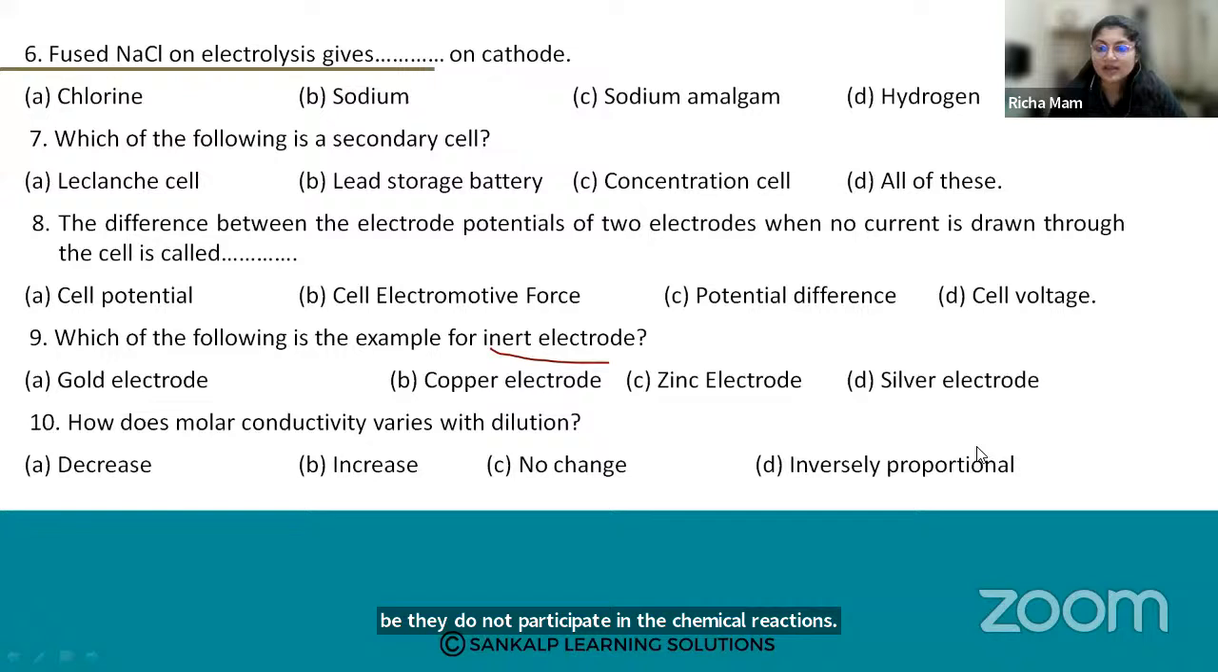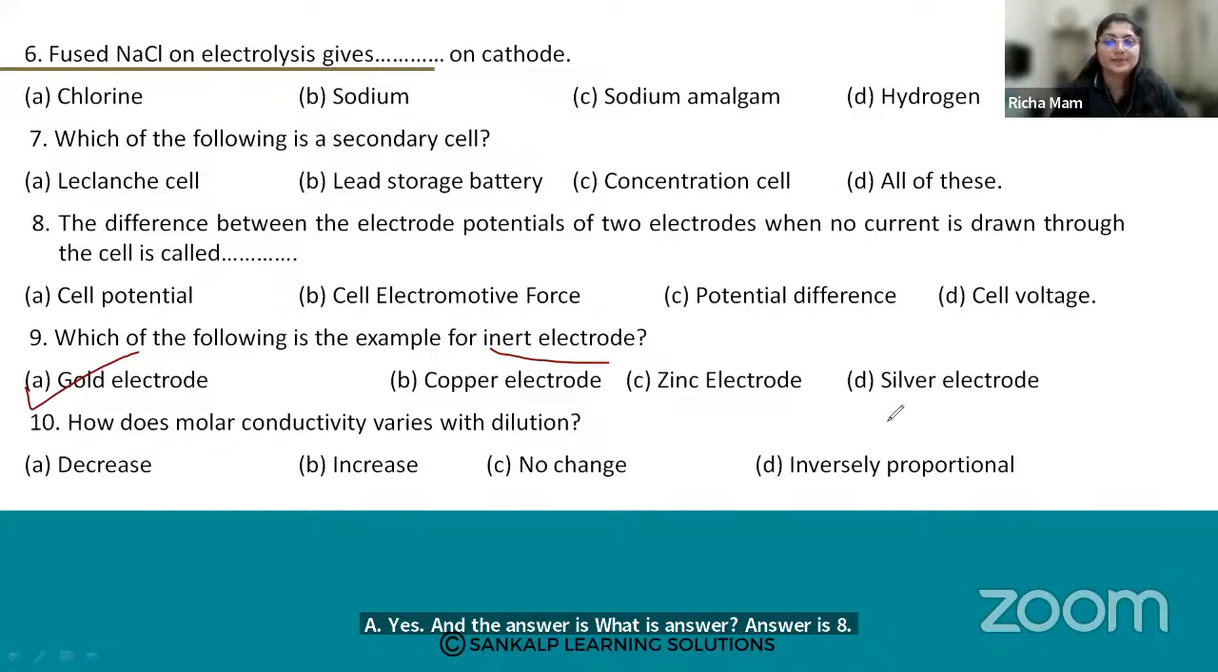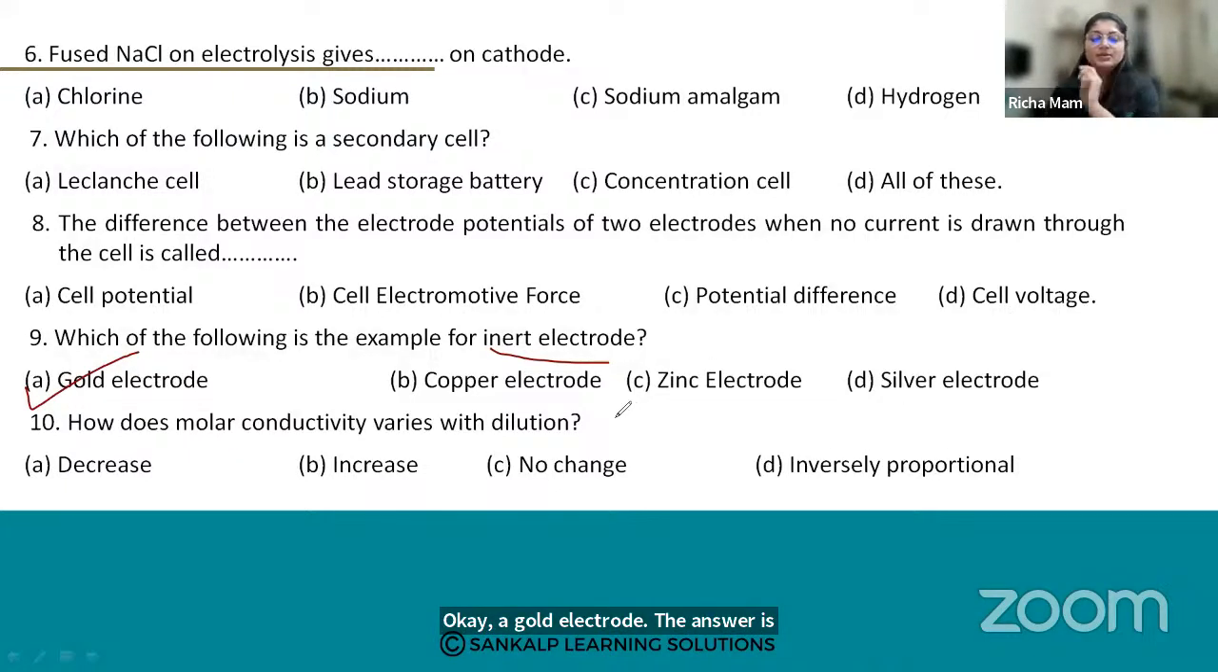There are many answers. Srushti has answered it as A, Simran C, Shivkumar D, Shubham A, Ravin has answered it as B, Netravati A, Supriya A. Yes, and the answer is A, gold electrode. So remember what inert electrodes are: electrodes which do not take part in any chemical reaction in the cell.